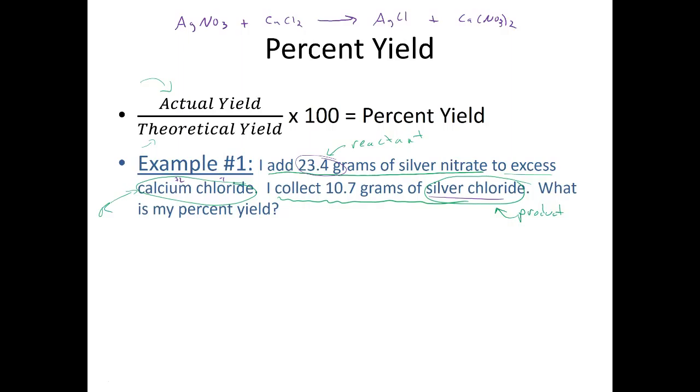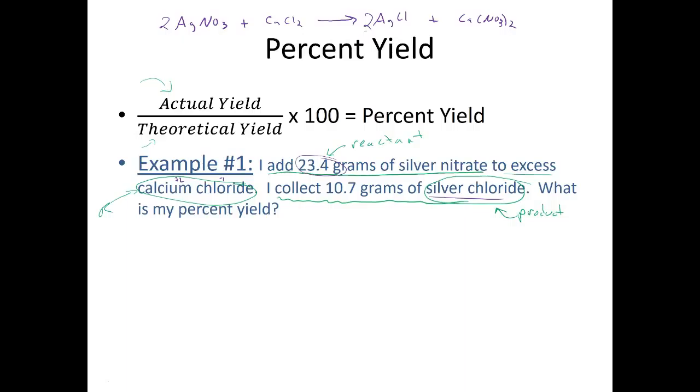Okay, now let me see. I've got 2 nitrates, 1 nitrate, so I'm going to go ahead and put a 2 there and balance that on that side, which also gives me 2 silvers, 2 silvers, 2 chlorines, 2 chlorines. All right, we are balanced. So step 1 done.